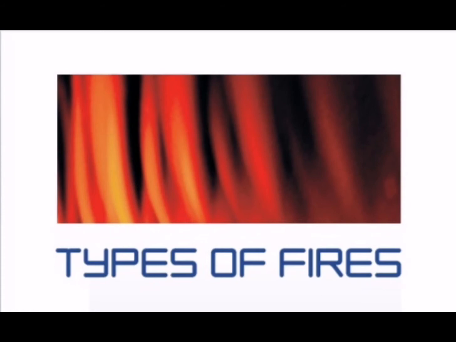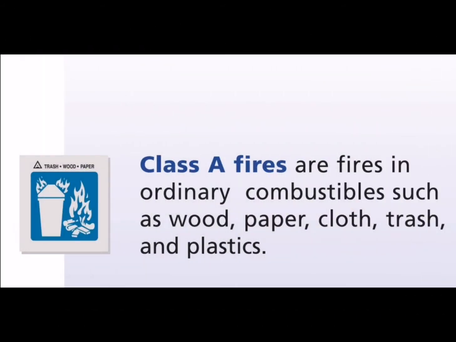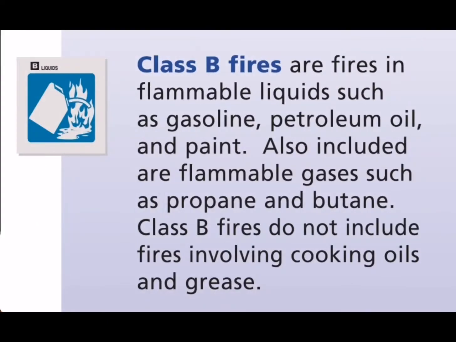Types of fire. First, Class A fires are fires in ordinary combustibles such as wood, paper, cloth, trash, and plastics. Second, Class B fires are fires in flammable liquids such as gasoline, petroleum oil, and paint. Also included are flammable gases such as propane and butane. Class B fires do not include fires involving cooking oils and grease.